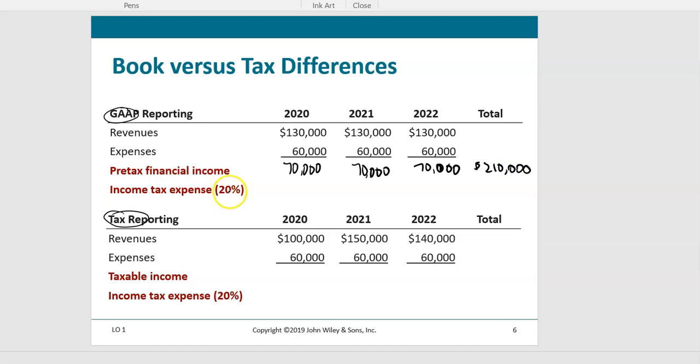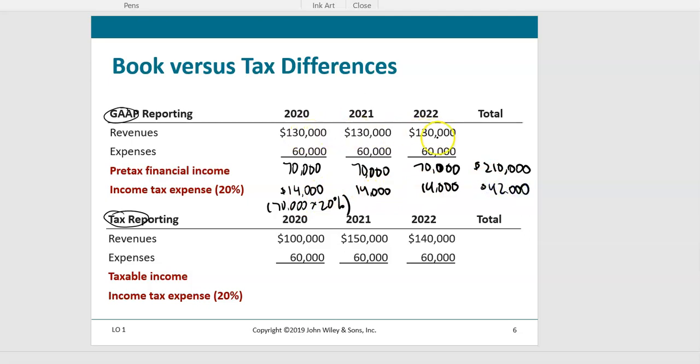We're told that income tax expense for this company is 20%. So if we took $70,000 and multiplied it by 20%, our income tax expense in each of the years would be $14,000. Again, this is just the $70,000 times the tax rate of 20%. And over the course of the 3 years, our total income tax expense, 14 plus 14 plus 14, is a total of $42,000.